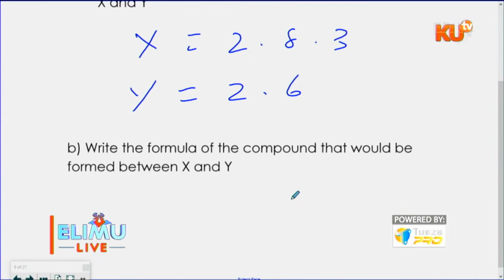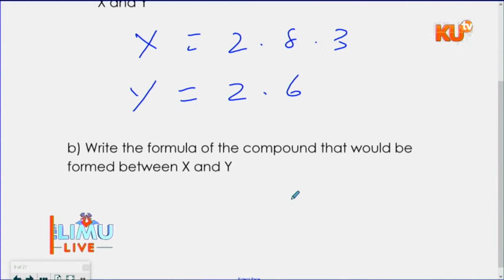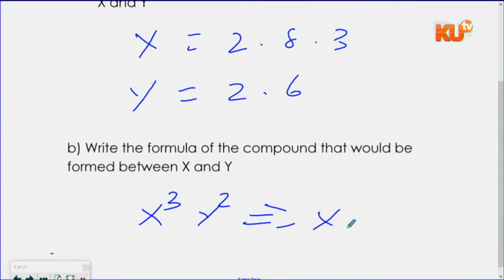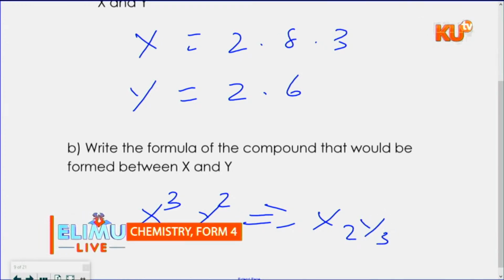So, write the formula of the compound that will be formed between X and Y. If you check the electron arrangement of X, it has 3 electrons in the outermost energy level, so it will lose 3 electrons. The valency is 3. For Y, it has 6 electrons, so the valency is 2 because it needs to gain 2 electrons. You interchange the valencies and it becomes X2Y3. That's the formula of the compound formed between X and Y. The valency comes from the outermost electron. I hope that is clear.